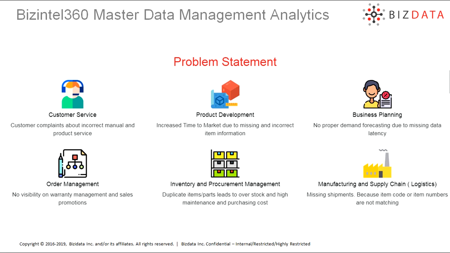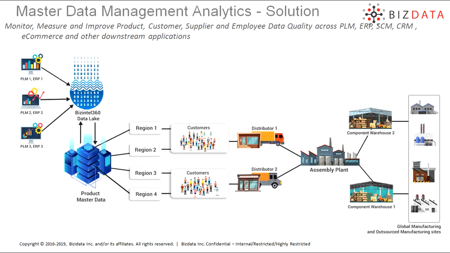The most common problems are customer complaints about incorrect manuals and product service, delayed product launches due to missing and incorrect item information, poor demand forecasting, loss of visibility for product promotions by the sales team, duplicate items causing overstock, maintenance and increased purchasing cost, and the most repetitive one is missing shipments. Bizintel360 helps you give visibility and identify the root cause of such problems. Let's take a look at the Bizintel360 Master Data Management Analytics solution.